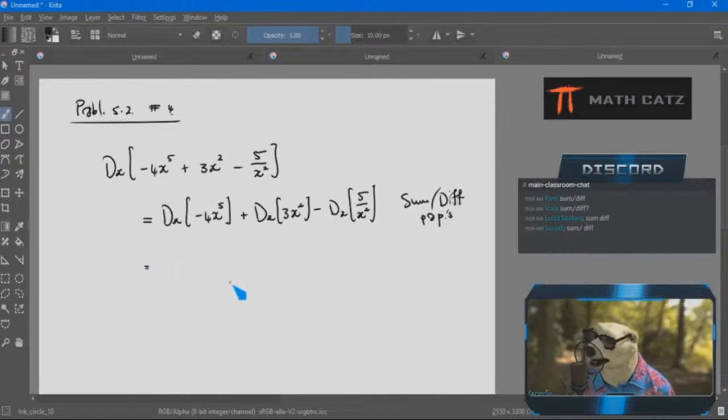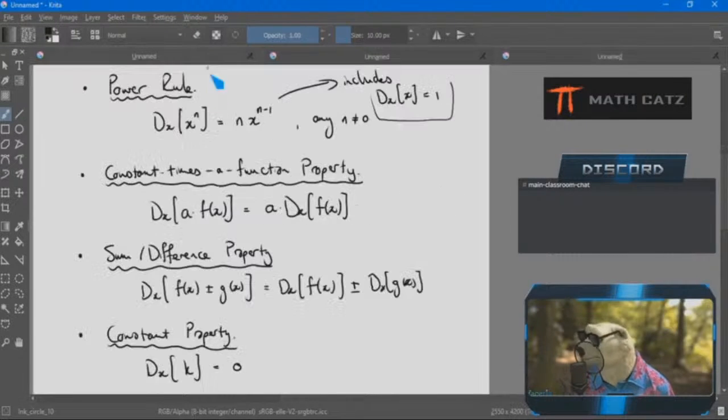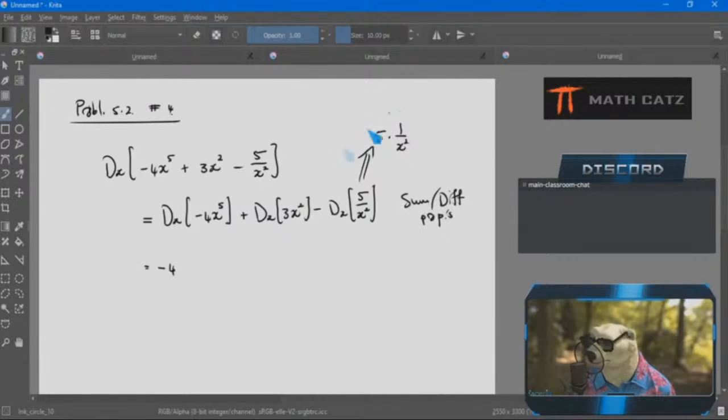All right. Now, maybe I just want to see this as 5 times 1 over x squared, so that I can see that the constant times a function property is also necessary for this one as well as the first 2. So -4, the number a in this could be anything. Could be positive, negative, doesn't matter. As long as it's a number. So the -4 goes in front.